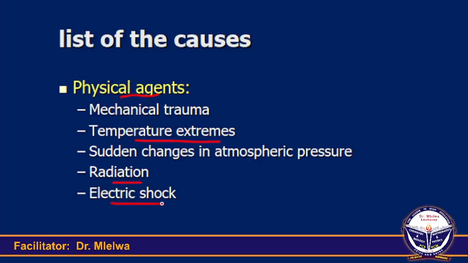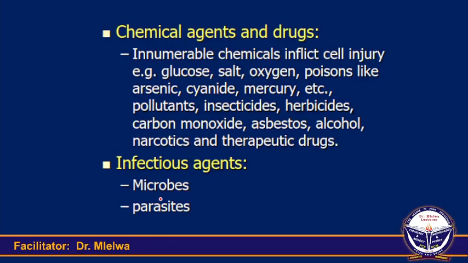Also electrical shock. These are just some of the physical agents which can lead to cell injury. Then, different chemical agents lead to cell injury. Chemical agents and the drugs. So drugs also enter the group of chemical agents.